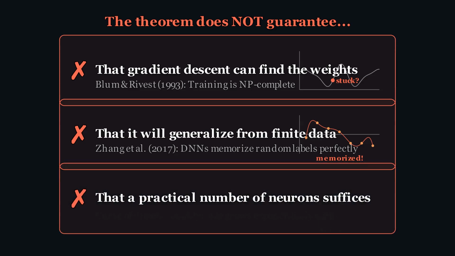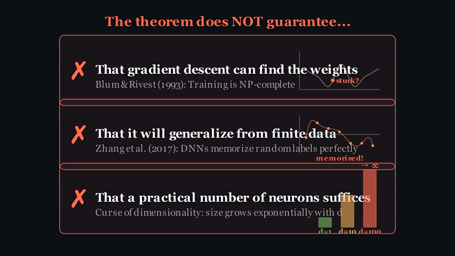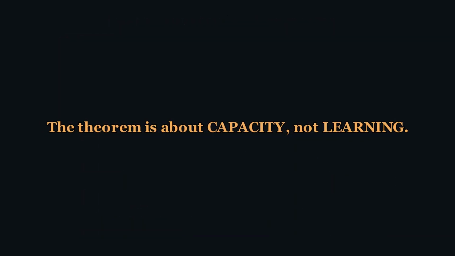Third, the number of neurons required can be astronomically large. In high dimensions, the network size grows exponentially, the curse of dimensionality. A function on a 100-dimensional input might need more neurons than atoms in the universe. The Universal Approximation Theorem is about what neural networks can represent, their capacity. It's not about what they can learn.